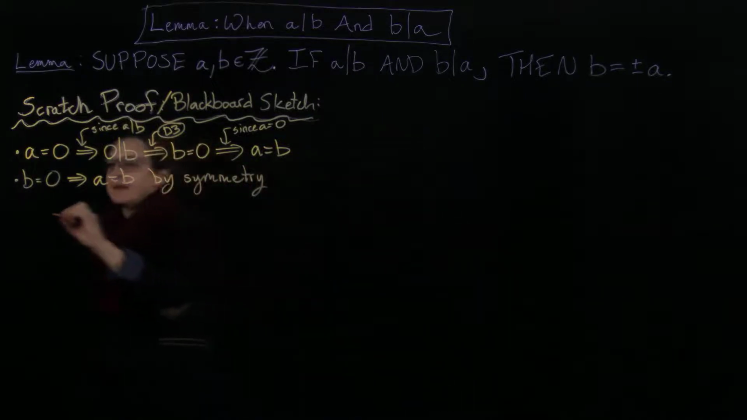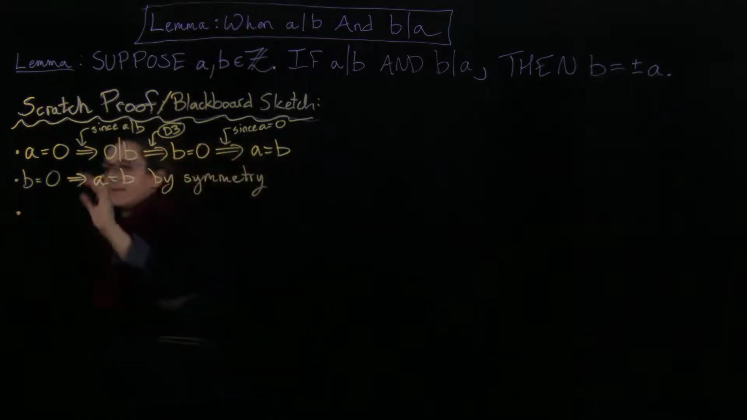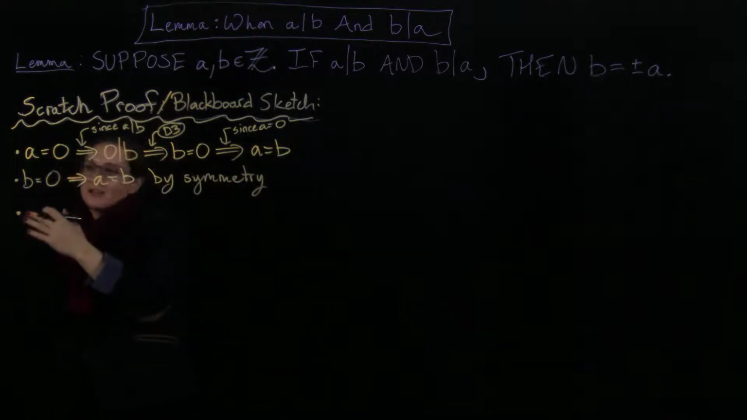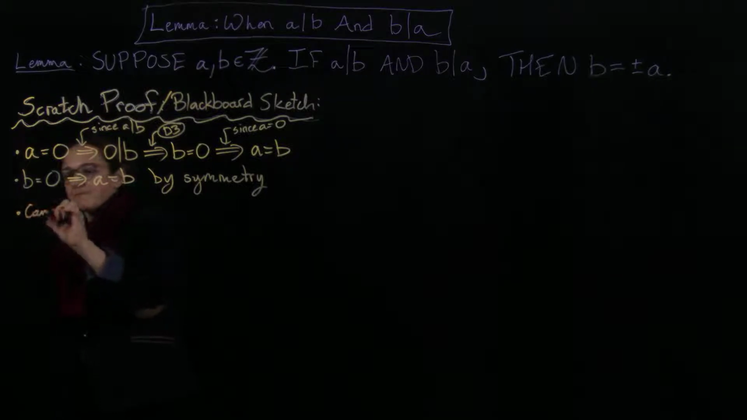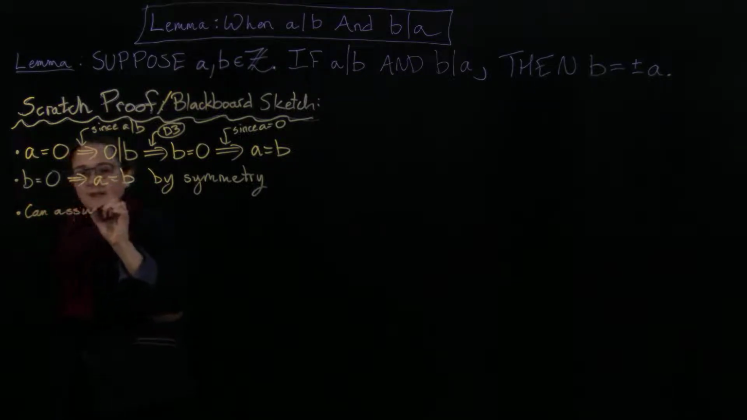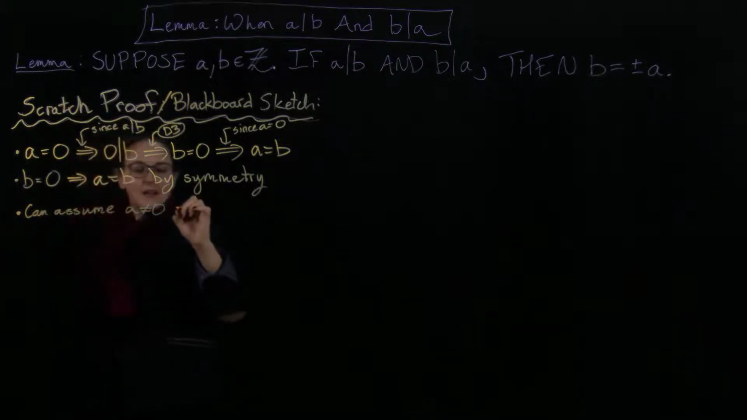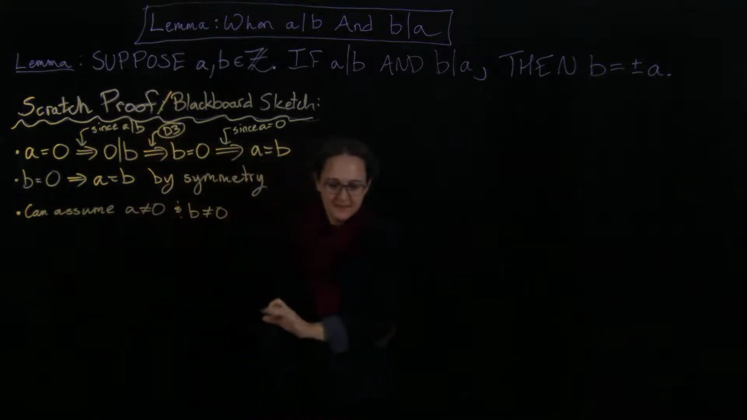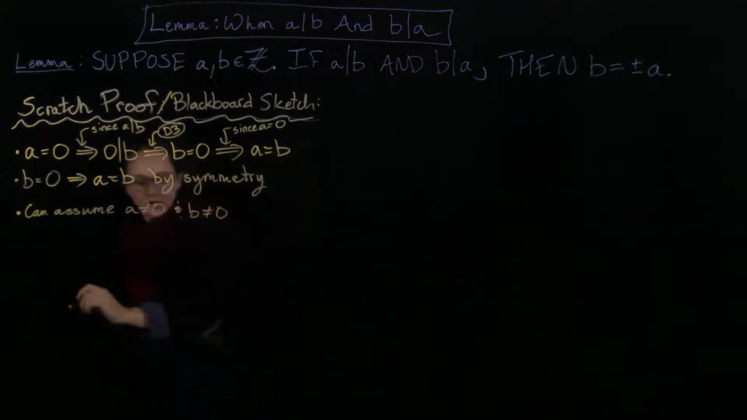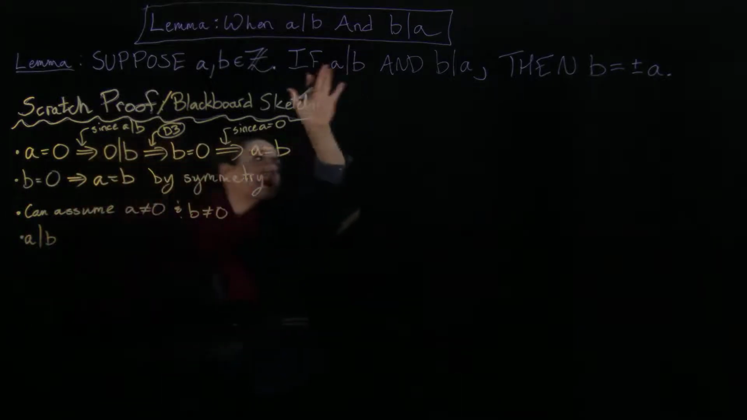Now that we've dealt with these, we can assume that neither of them is 0. So we can assume that A does not equal 0 and B does not equal 0, because we've already handled those circumstances. Now here we go. The fact that A divides B is just in the if part, so we can use that.